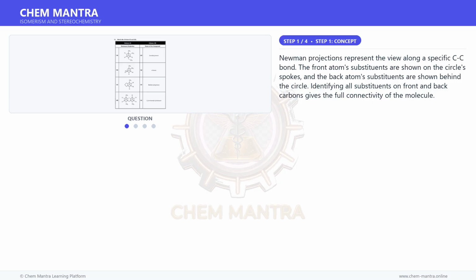Newman projections represent the view along a specific C to C bond. The front atom's substituents are shown on the circle's spokes, and the back atom's substituents are shown behind the circle. Identifying all substituents on front and back carbons gives the full connectivity of the molecule.